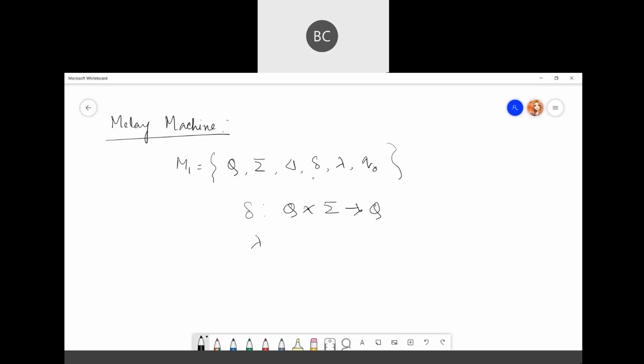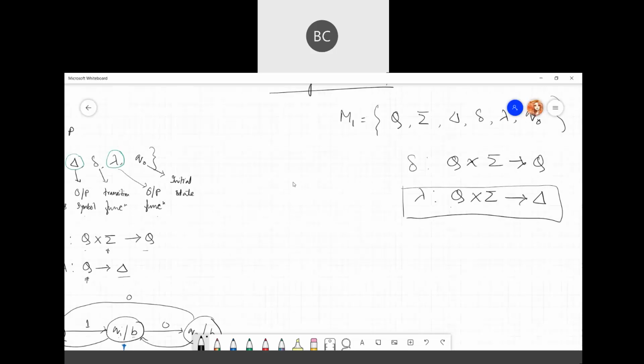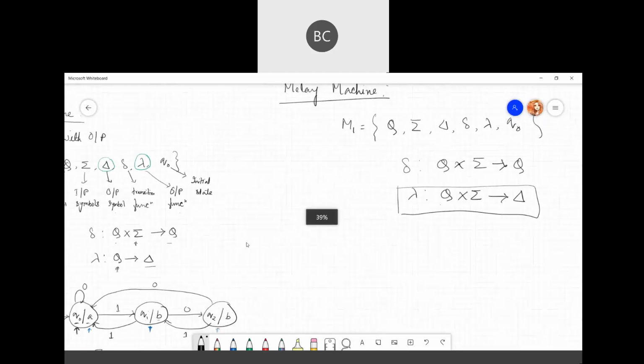What's the output function here? If you are at state Q, it will take an input symbol, and only then will it give you the output symbol. The only difference is in the output function. In the case of the Moore machine, for every Q, the output is there. But in the case of the Mealy machine, if you are in one state, it will take one input, and only then will you get one output. That's the only difference.